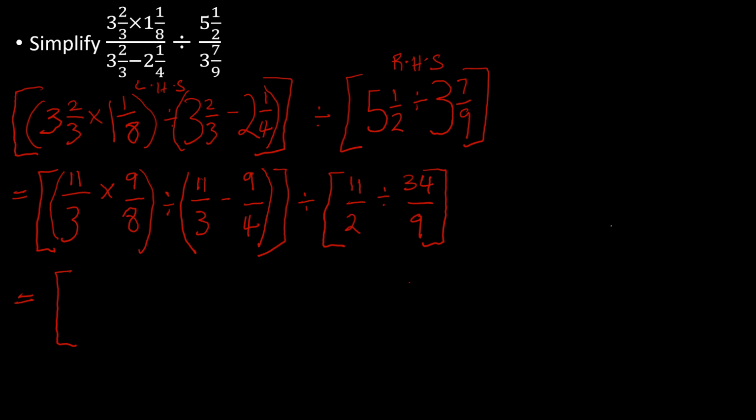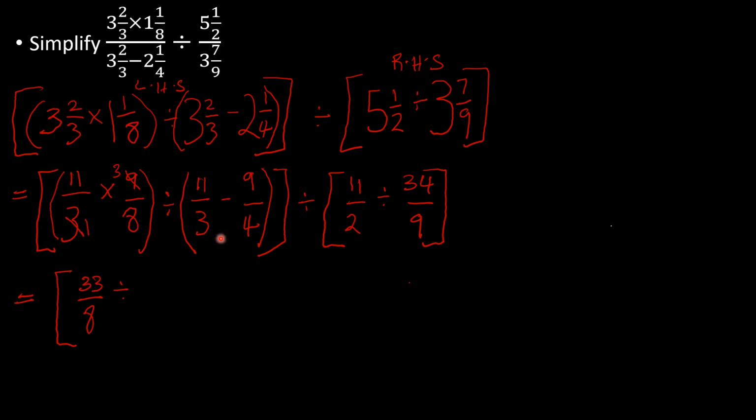And if we do that, we have that 3 being divided by 3 will give us 1, and 9 being divided by 3 will give us 3. So therefore we have 33 over 8 is being divided by, when we look at this, we have that 9 over 4 is being subtracted from 11 over 3.